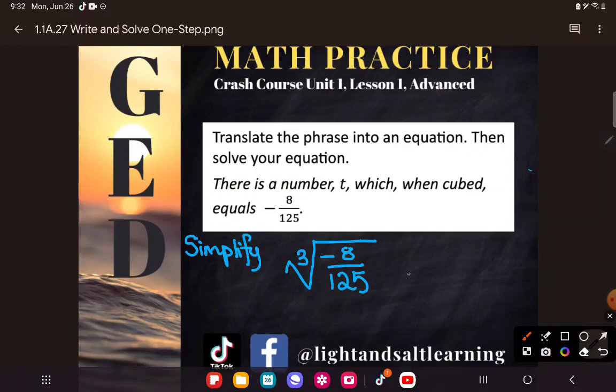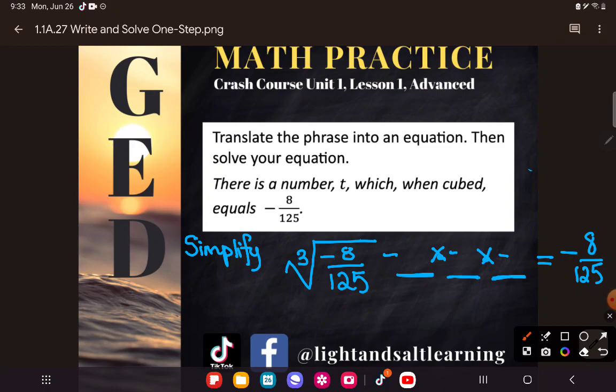So what I'm really asking you is what number, if I took it and multiplied it by itself, let me put a times sign instead of a dot, would give me negative 8 over 125. Well, I bet most of us would guess it probably needs to be a negative number. Okay, so some negative number, if I multiply it by itself 3 times, will give me negative 8 over 125. And you might say, well, how am I supposed to know what?